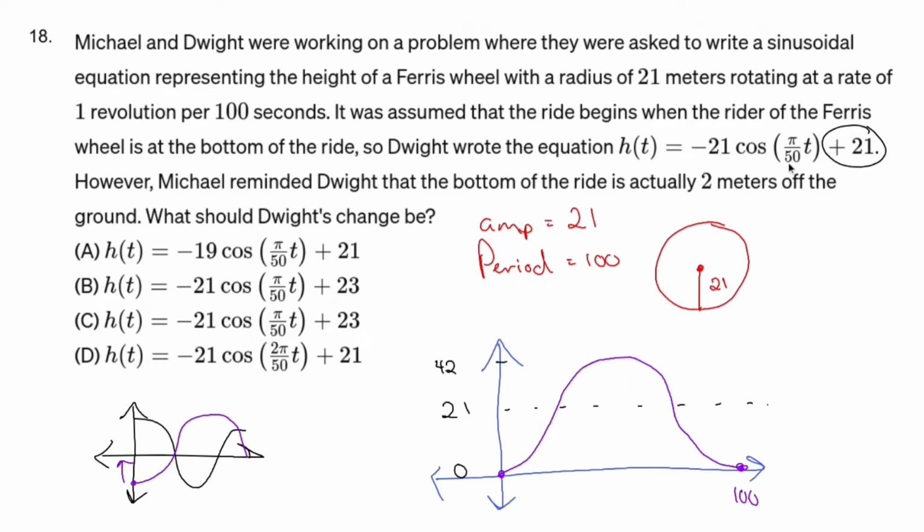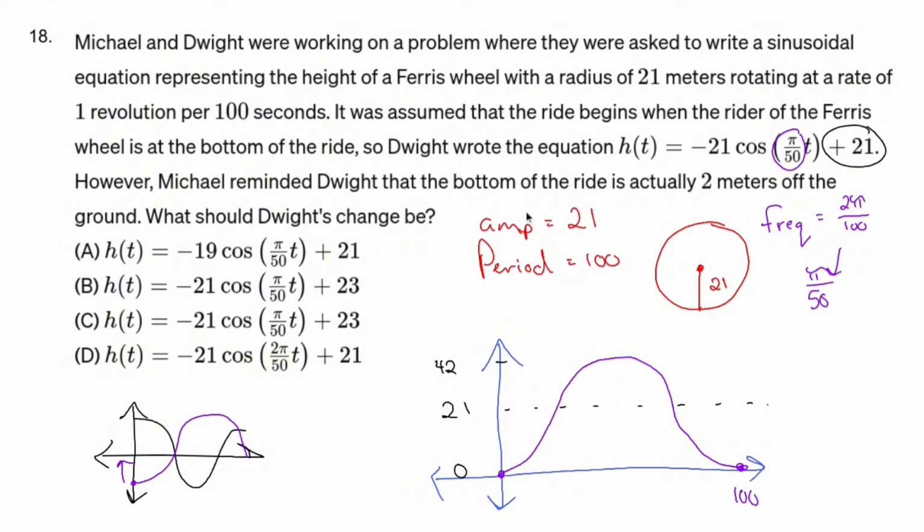Now pi over 50, if you're wondering where that came from: this is a cosine function, so that's our frequency. The way you get frequency is you do 2 pi over the period, which is 100, and that simplifies to pi over 50. Okay, so everything seems fine.